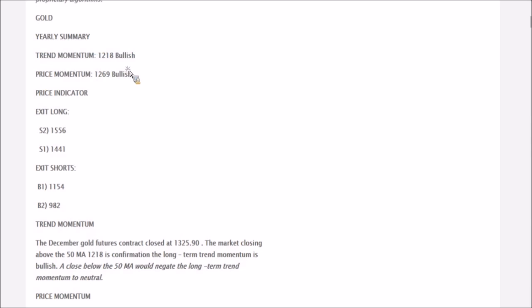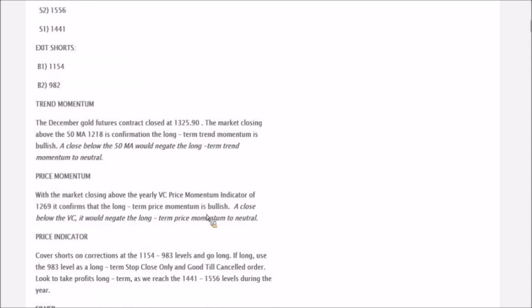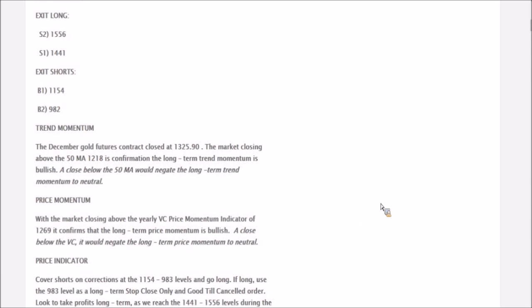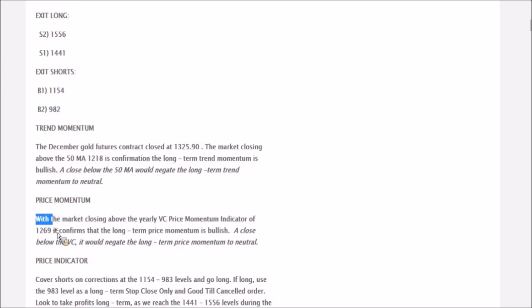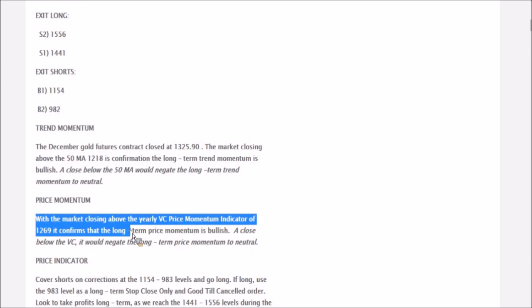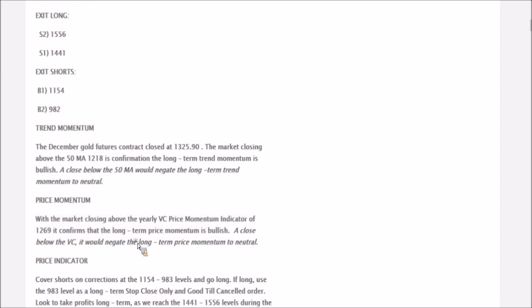Moving on to the price momentum indicator, this is basically the mean or the average price for the year. And what this tells us basically is that with the market closing above the yearly price momentum indicator of 1269, that the price momentum is also bullish. And at the same time, it tells you that if we do close for the year below 1269, that it would negate the long-term price momentum to neutral position.